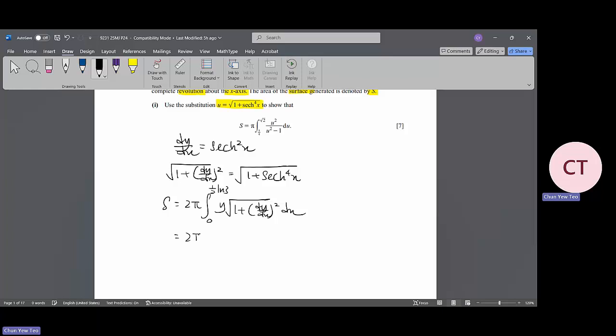So we just need to change this y to become tan x, and this will become the square root of 1 plus sec to the power of 4x dx. So this is just the beginning. Then we need to use the substitution. We let u equal to the square root of 1 plus sec to the power of 4x, making it u squared.